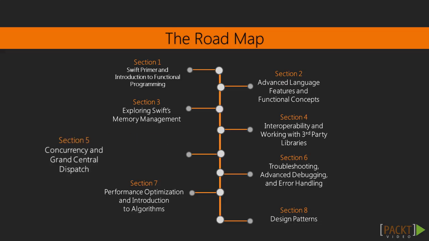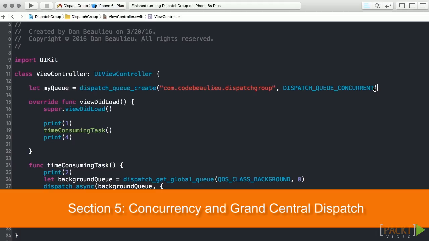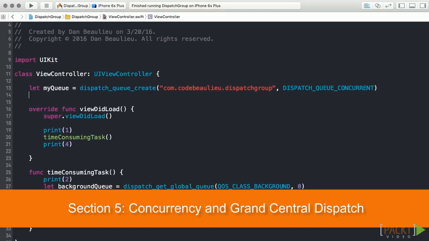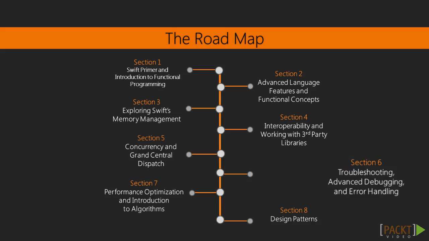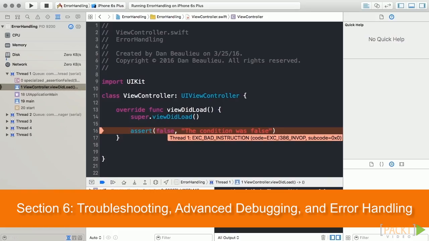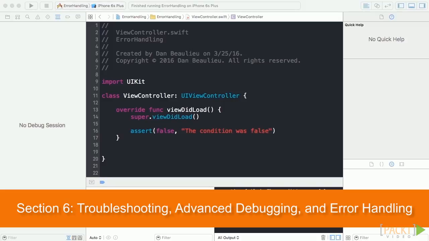We then move on to Section 5, where we'll dive into concurrency and asynchronous programming. In this valuable section, we'll learn about threading with NSThread and concurrency with NSOperationQueue, before turning our focus to the very powerful Grand Central Dispatch API. In Section 6, we'll take our debugging skills to the next level by learning how to use advanced breakpoints, LLDB commands, and the address sanitizer.